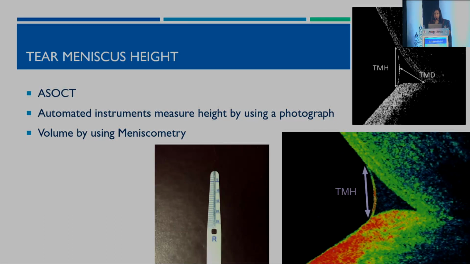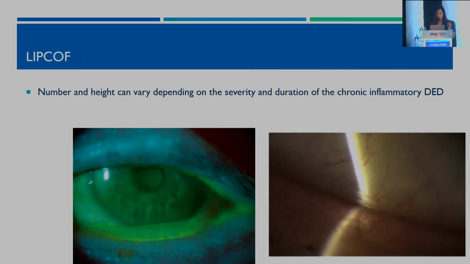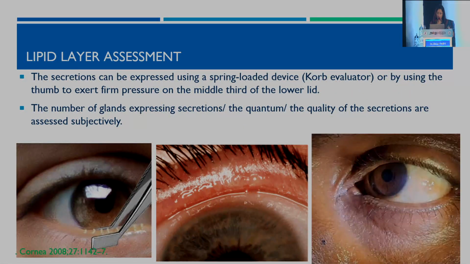Tear meniscus height can also be assessed on anterior segment OCT or by taking photographs, or you can use this strip, which is used for meniscometry, but we don't use that commonly in our glaucoma clinic. So fluorescein is the best thing available to us. Now, this is the lid wiper, the conjunctival fold due to the rubbing of the eyelids, due to the friction, and the number and the severity helps us to delineate the severity of the dry eyes.